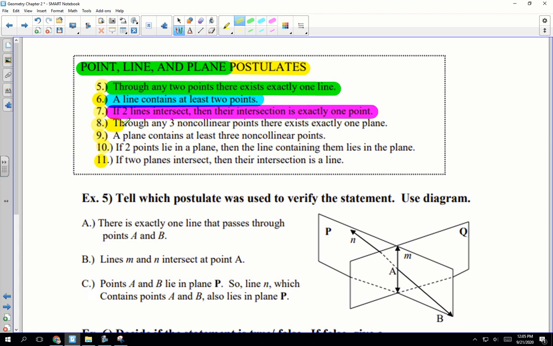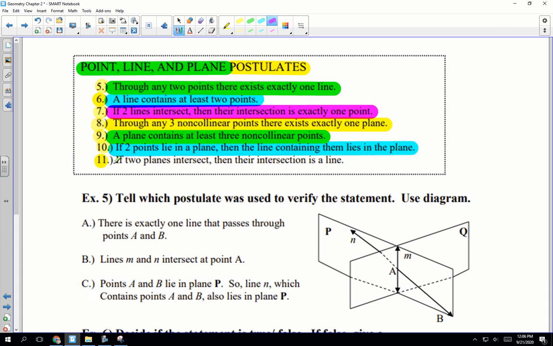Number 8, through any 3 collinear points, there exists exactly 1 plane. 3 non-collinear points, there exists exactly 1 plane. A plane contains at least 3 non-collinear points. And we've talked about some of these before, so if these are sounding familiar, it's because they are. If 2 points lie in a plane, then the line containing them lies in the plane.